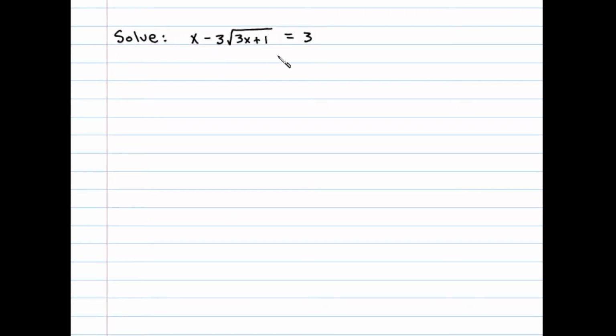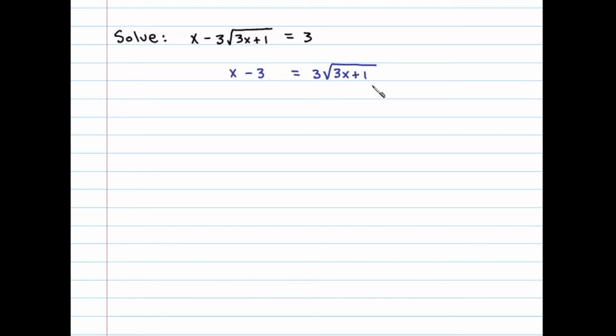Here we're asked to solve a radical equation. Let's begin by isolating this term that involves the square root. To do that, we'll add this term to both sides and also subtract 3 on both sides. Doing that, we'll be left with x minus 3 equals 3 times the square root of 3x plus 1.